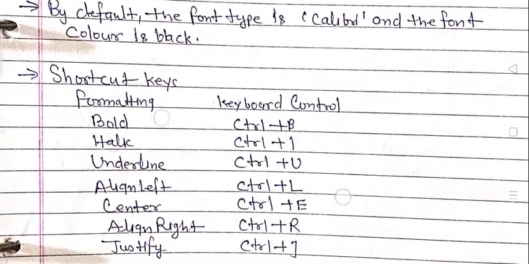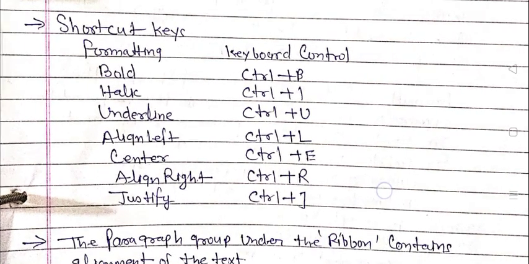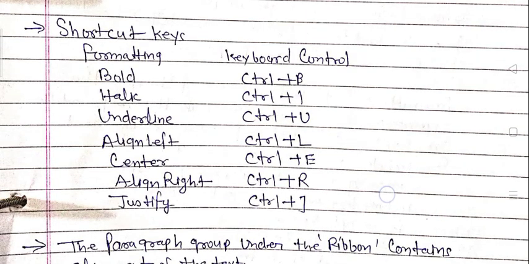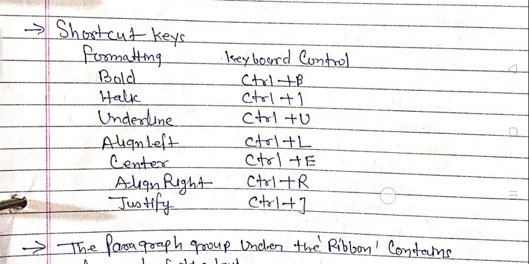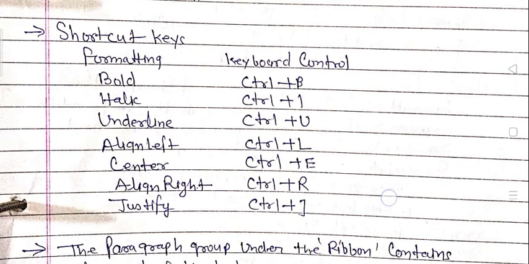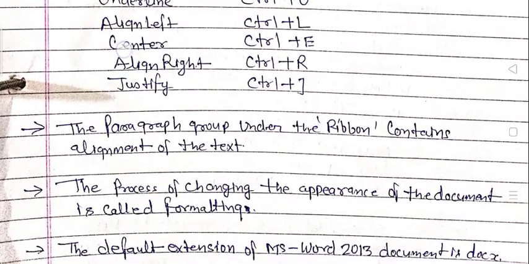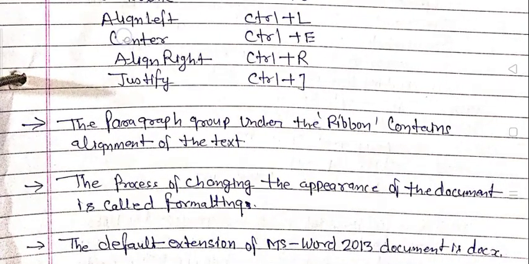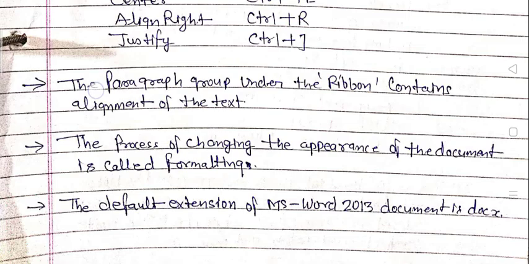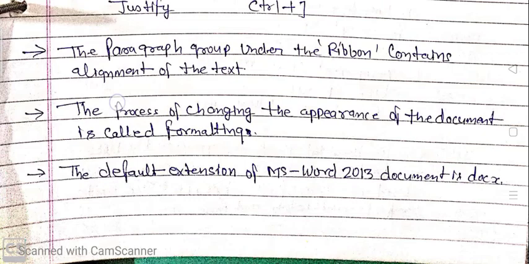Shortcut keys for formatting: bold, Control plus B; italic, Control plus I; underline, Control plus U; align left, Control plus L; center, Control plus E; align right, Control plus R; justify, Control plus J. The paragraph group under the ribbon contains alignment of the text. The process of changing the appearance of the document is called formatting. The default extension of MS Word 2013 document is DOCX.